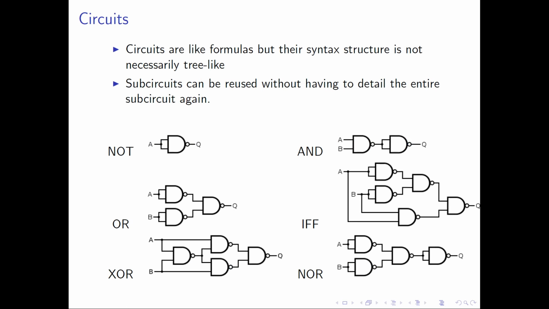So now, looking at what syntax trees and subformulas are, we can discuss circuits. Circuits are formulas, however their syntax structure is not necessarily a tree. You can wire things in a circuit in many different ways. The advantage of circuits is that sub-circuits can be reused without having to detail the entire sub-circuit again. Okay, so let's look at the exclusive OR. These are all how you'd construct circuits from NAND gates. So these things here are NAND gates.